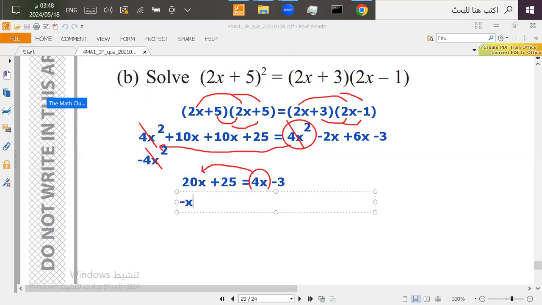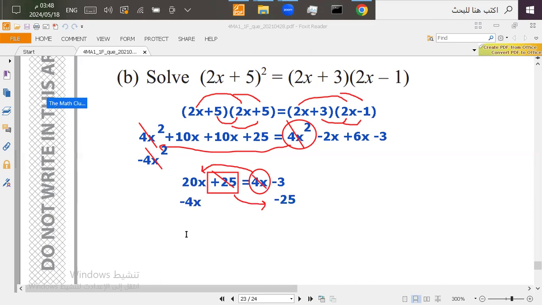Negative 4x. Now, I'm going to take the 25 to the other side, and it's going to be minus 25. Same idea. So here, minus 25. Focus on the steps, because these steps are very important. So this one is minus 25. Now, because I took them to the other sides, I'm going to remove them from here. Now I'm going to solve them.